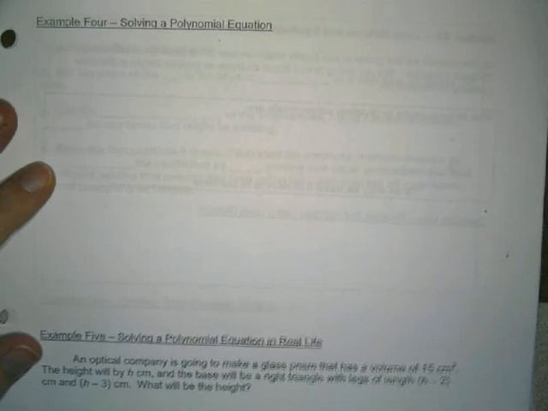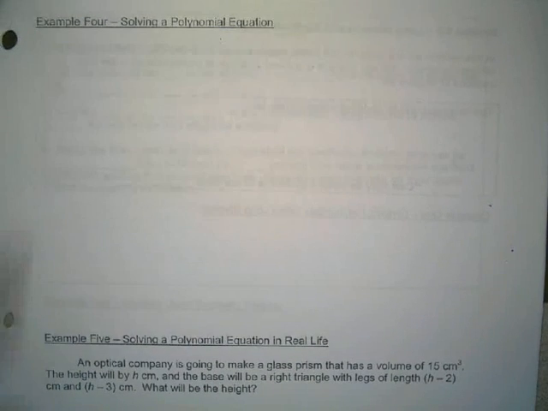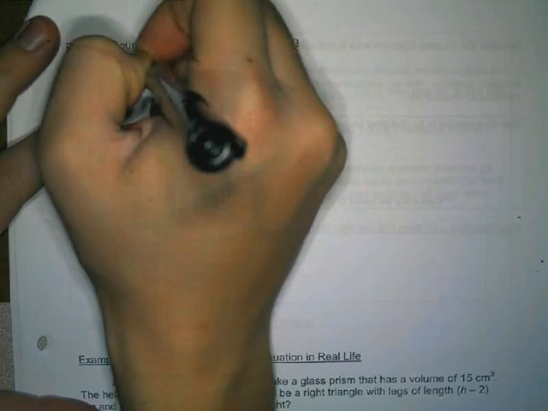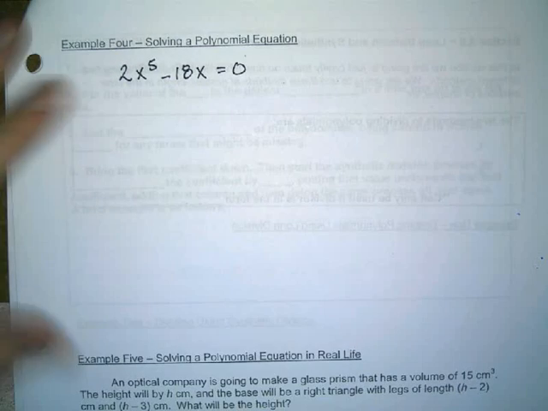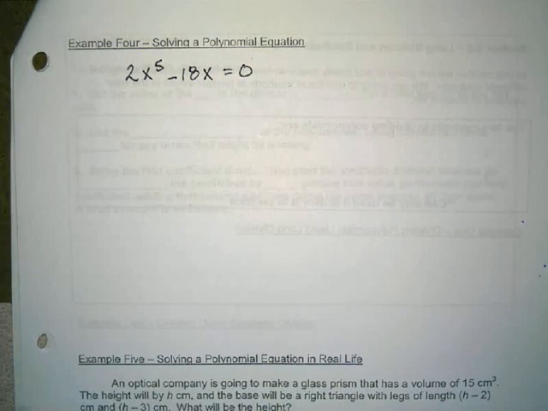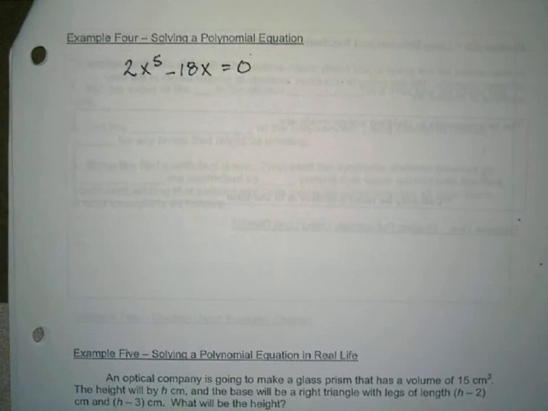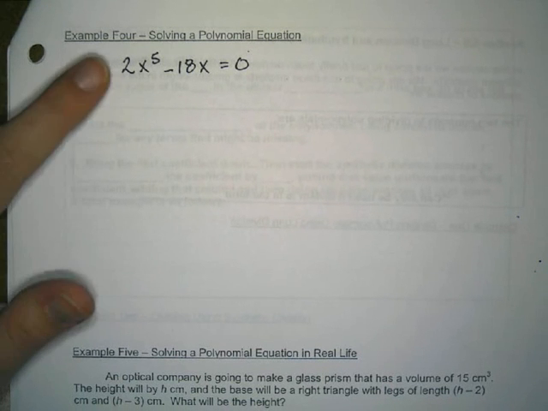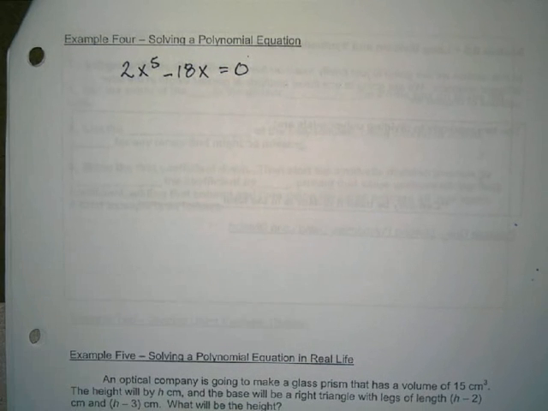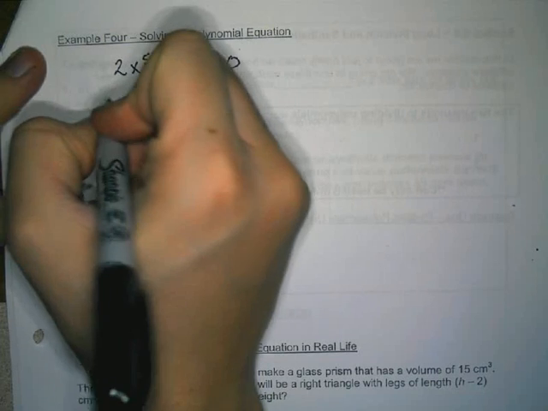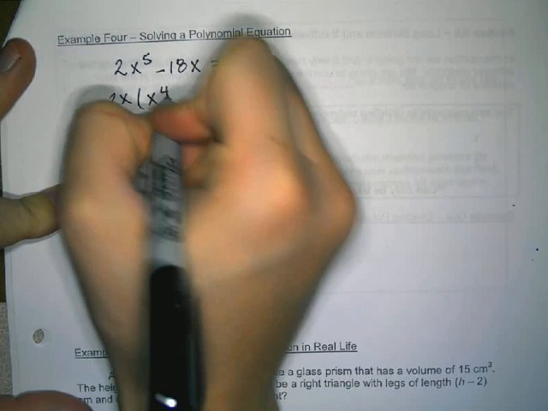Alright, go ahead and flip. Example 4 is going to be similar. We're going to look at 2x to the 5th minus 18x equals 0. Now this is a solving one. At this point, the only way that you have to solve a polynomial is by factoring. So we're going to start with the same step that we start with every time, which is pulling out the greatest common factor. We can pull out a 2x, and you're left with x to the 4th minus 9.